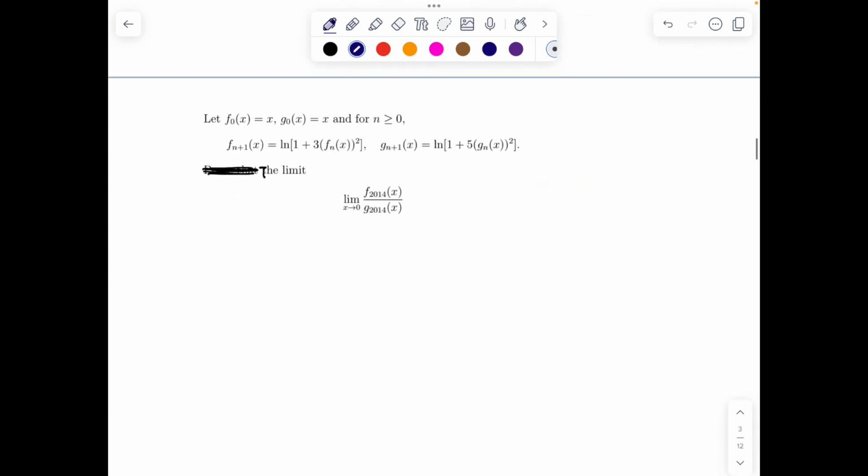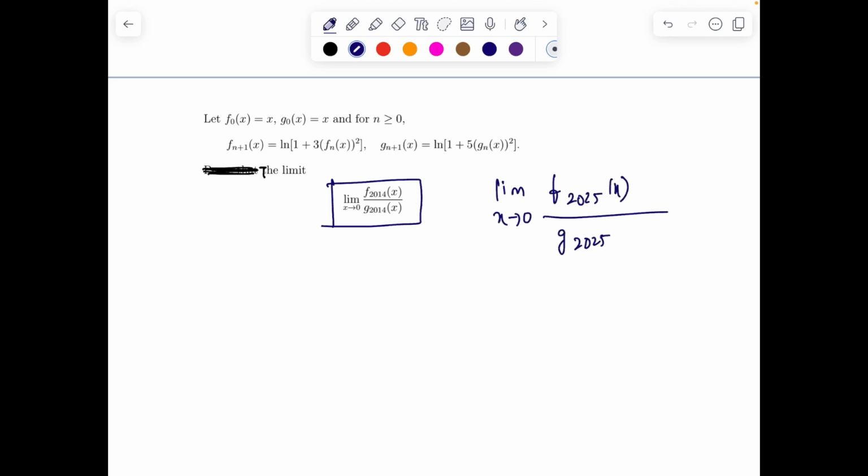Let's try another problem, and this problem is from limits, and it's again beautifully created. So the way we will approach this problem is to first understand this. We want the limit as x tends to 0 of f of 2024 by g of 2024, or 2014 by g of 2014, or in general we can ask for n. Let's say if you're writing an exam in 2025, so this question can be kept, right?